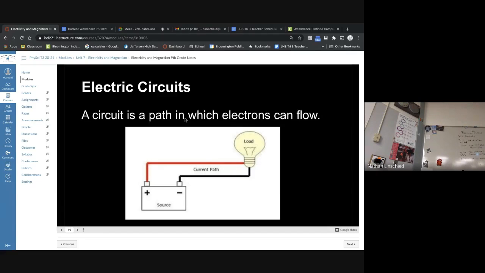If it's not a complete pathway all the way around, if it's not a complete circle, there is no movement of electrons. All right, so everything you plug into your house, every place you plug something in, that's a circular pathway to your device, back to the power plant, and from the power plant back to your device. Okay, everything is a big loop.